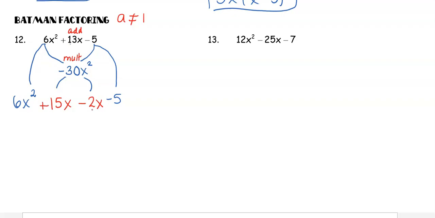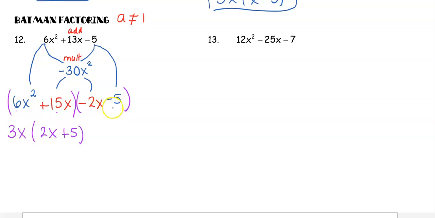Then what you're going to do is group the first two. You're going to group the second two. From the first two, you are going to pull out the GCF. So between a 6 and a 5, I can pull out a 3. X squared and x, I can pull out an x. That leaves me with 2x plus 5.